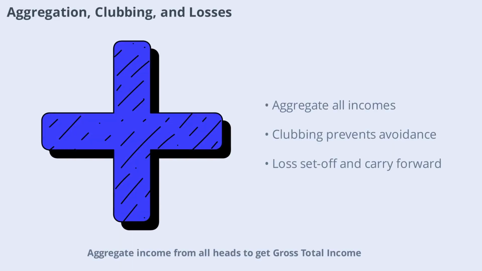Aggregate income from all heads to get gross total income. Clubbing rules add income of certain relatives to prevent tax avoidance. Losses can be set off within or across heads, and any unabsorbed loss can be carried forward to future years, subject to specific rules for each type of loss.